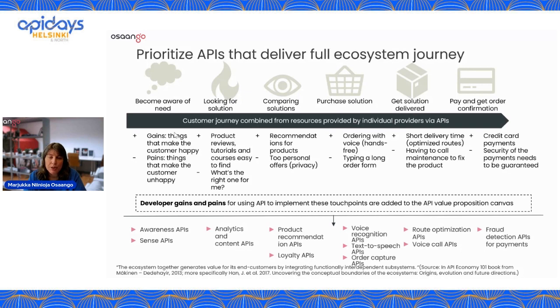And then, of course, you would also need to include the developer gains and pains with those canvases that I'm going to show in a moment, so that you can come up with the ideal APIs and API features that would provide the needed features for those touch points, so that they provide both developers and the end consumers the gains that they hope to have and remove the pains that they are worried about.